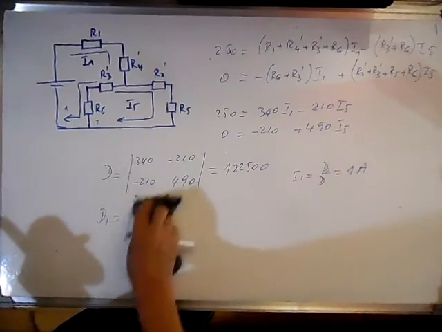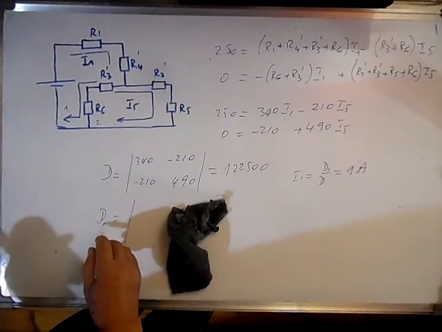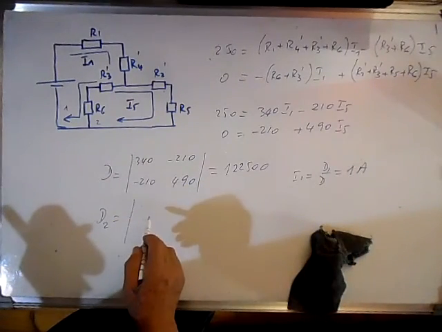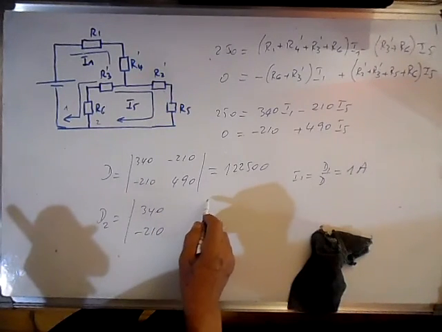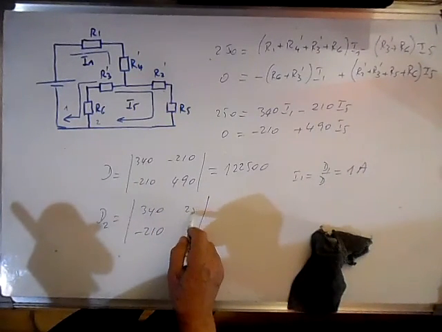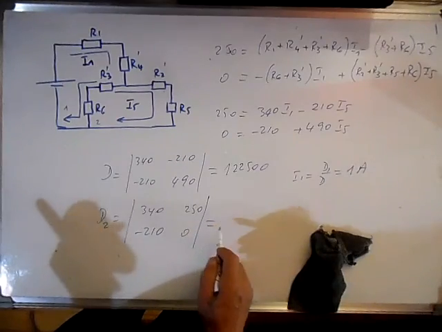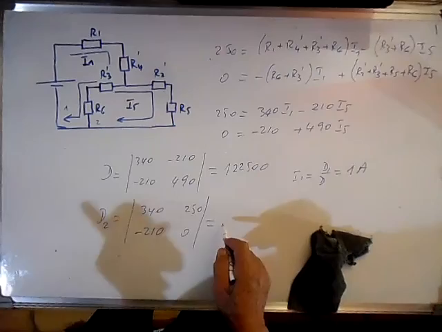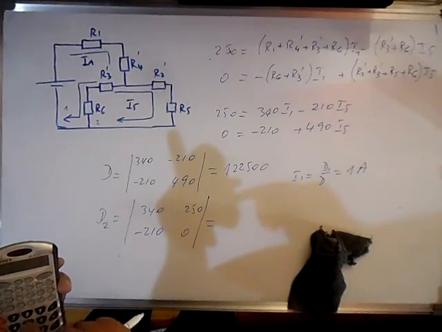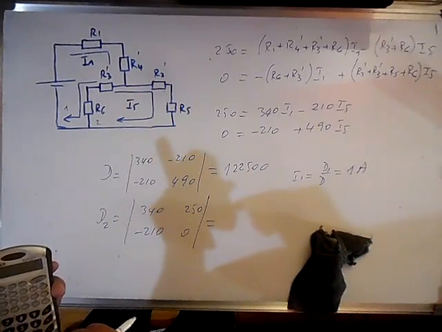And now we can calculate D2. D2 will be 340 minus 210, and here we have 250 and 0. The result is plus 250 times 210.